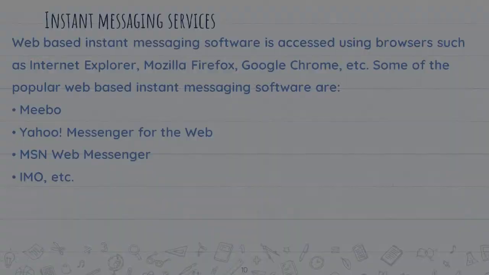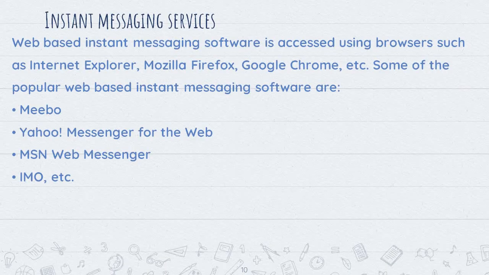Another variant is web based. We need to log in to the web page, for example using different browsers, Internet Explorer, Mozilla Firefox, Google Chrome, and we just run the software in the browser. The messaging softwares Meebo, Yahoo Messenger, MSN Messenger, IMO are examples of web-based messaging software.